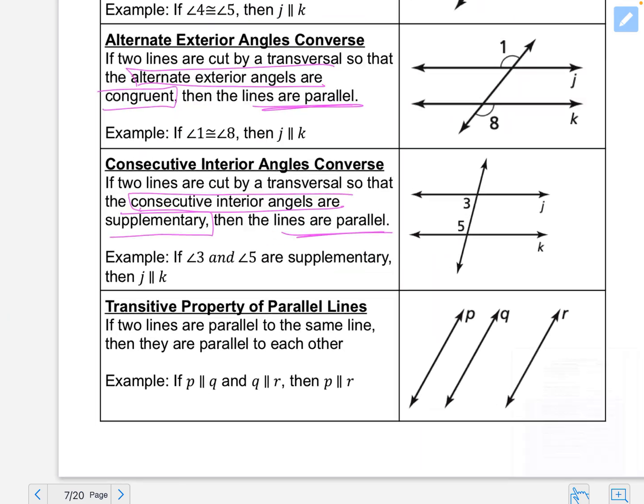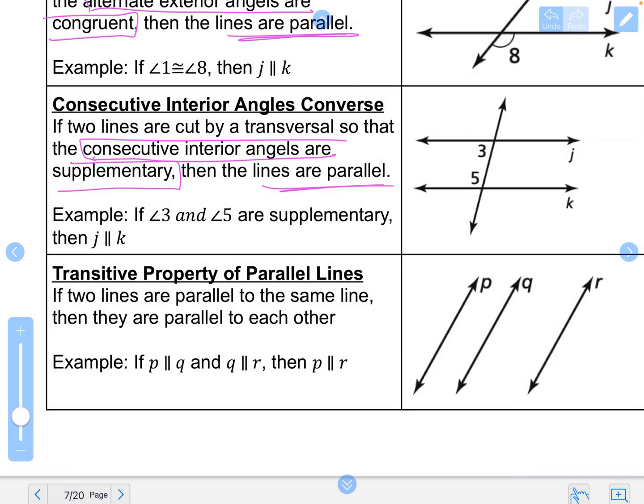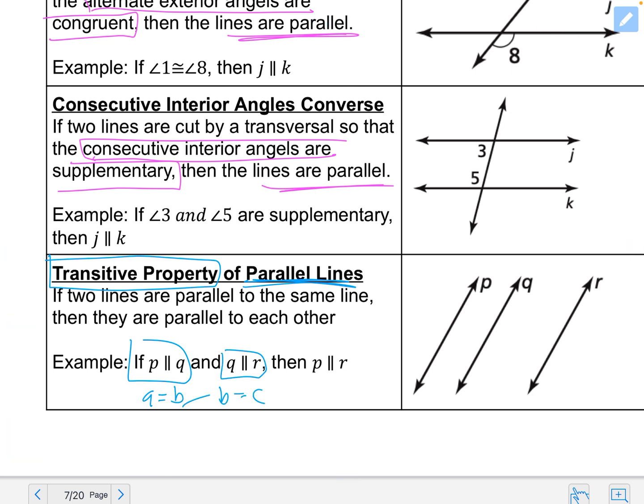And then this last brand new theorem is the transitive property of parallel lines. So if P is parallel to Q, and Q is parallel to R, then we can cut out the middleman, and P is parallel to R. And that's all that means. It's just more transitive property. It just works with parallel lines.